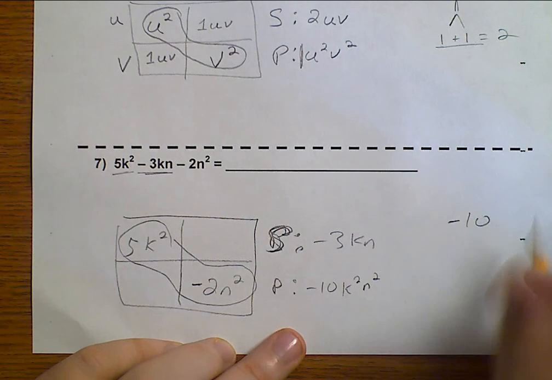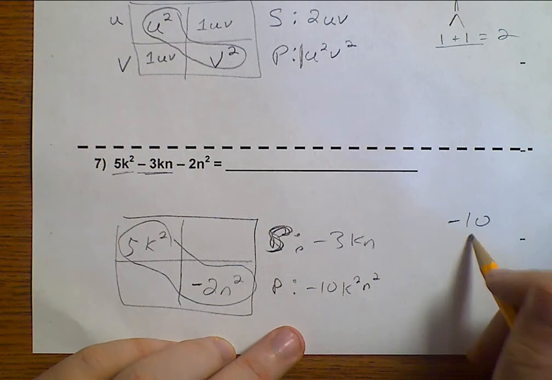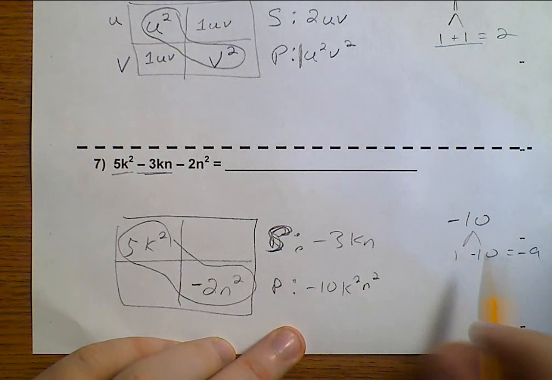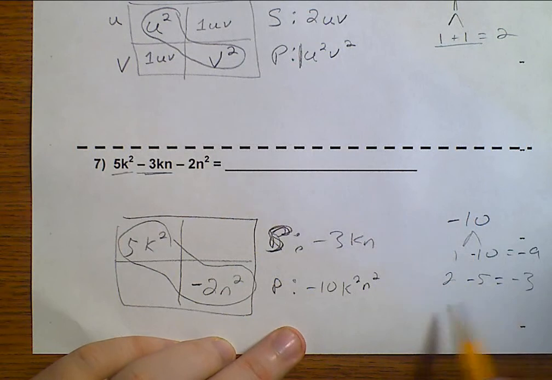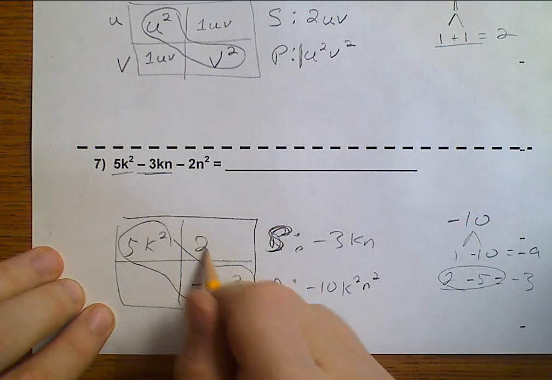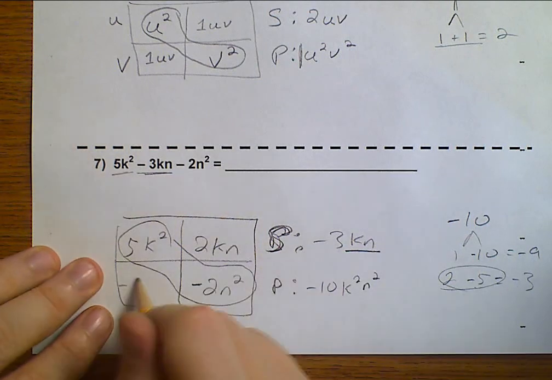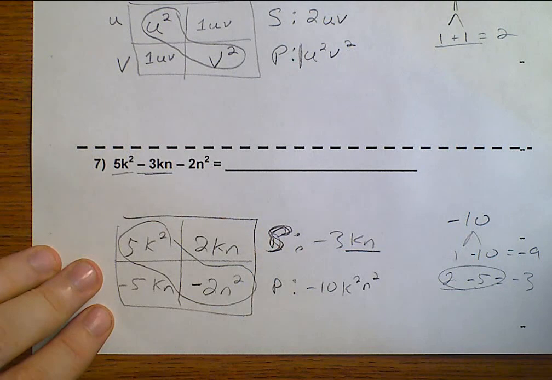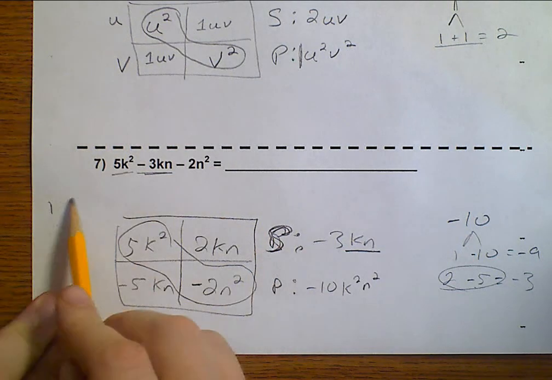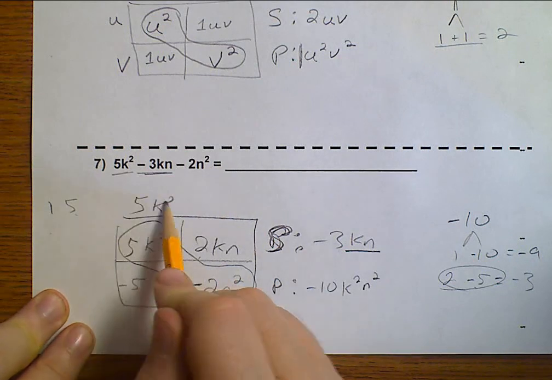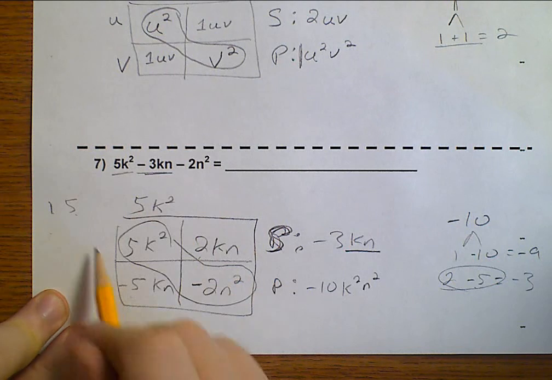So we look at what multiplies to negative 10 and will give me negative 3. Well, 1 and 10, make the 10 negative, that gives us negative 9. 2 and 5, make that 5 negative, gives us negative 3. So we want 2kn and negative 5kn. The only way to get 5 would be 1 and 5. Well, 5 will not give me 2, so that means I need to put it here. And 1k will go there.